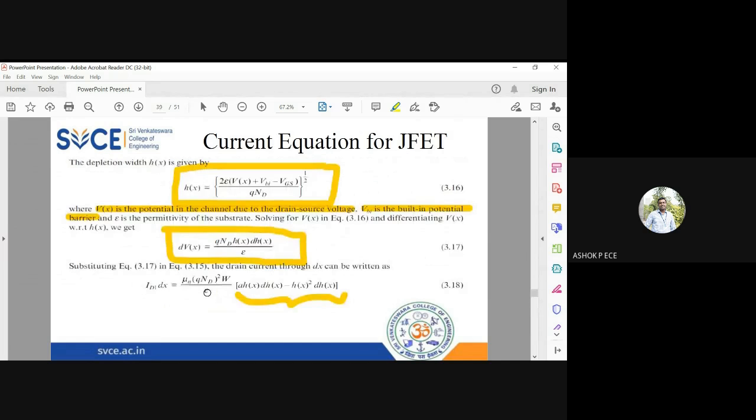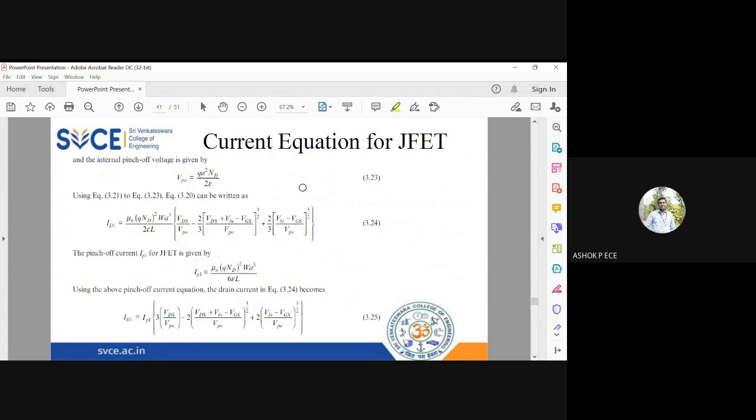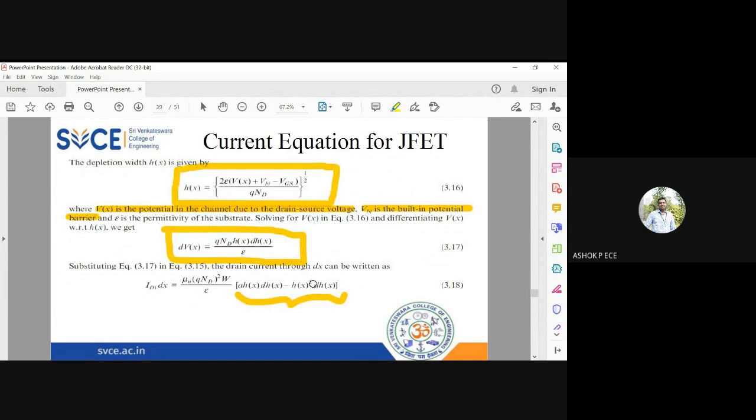Okay, and now if I want to find the drain current, I have to integrate on both sides with respect to h, from H1 to H2. So ID1 will be equal to mu n into (q ND) the whole square into W by epsilon L into the integral from H1 to H2 of a h dh minus the integral from H1 to H2 of h square dh. I am just replacing all the functions of x by the normal variable: h of x will become h and d h of x will become dh, just for simplification.